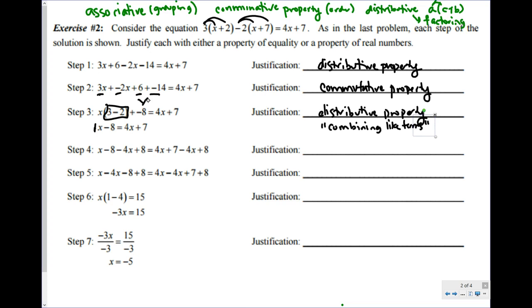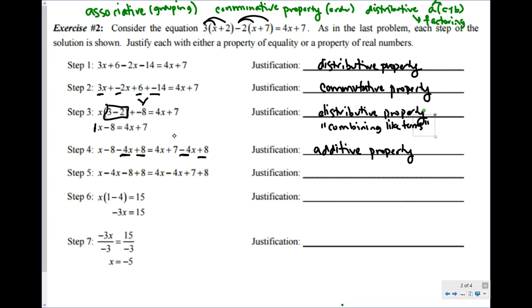The next step, what does it look like they're doing? It looks like they're subtracting a 4x from both sides, and they're adding an 8 to both sides. So minus 4x and a plus 8, so this is the additive property. I know it looks different than how we do equations. These equations are done left to right, and the equations we do in class are top to bottom. So finding what's happening in these steps is the trickiest part.